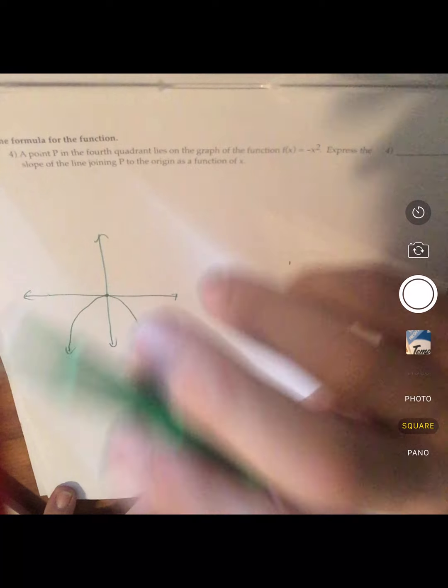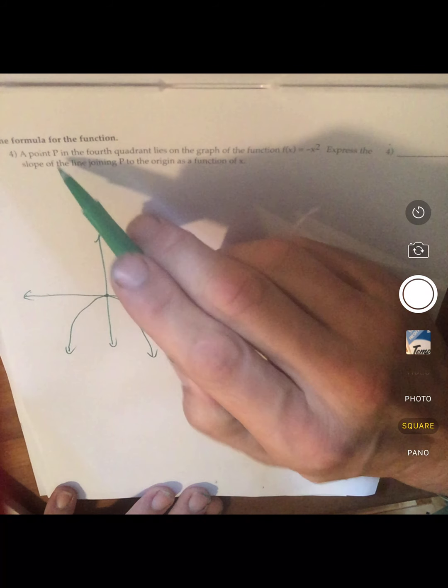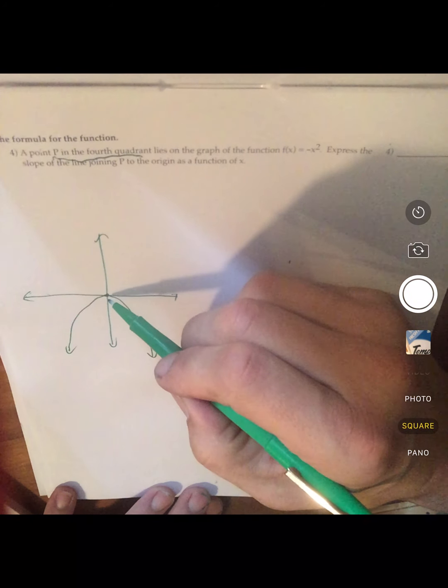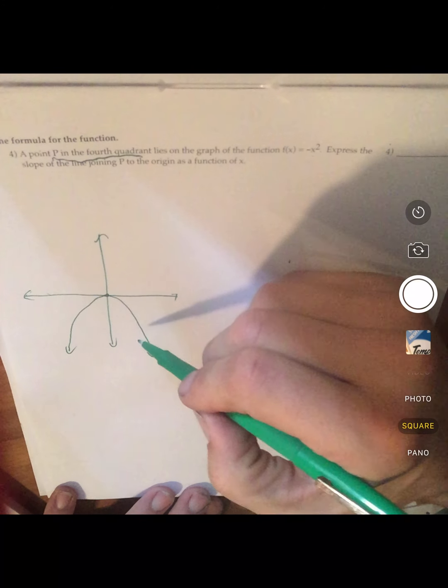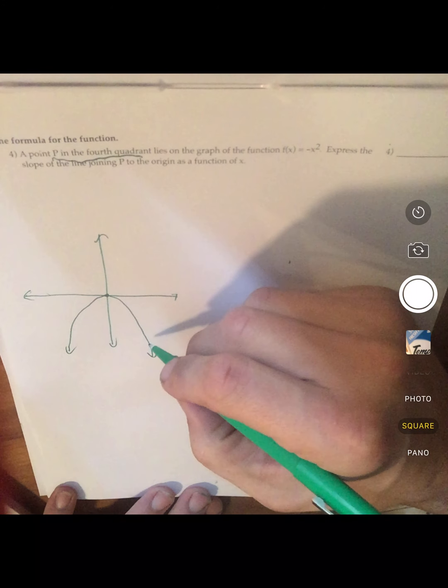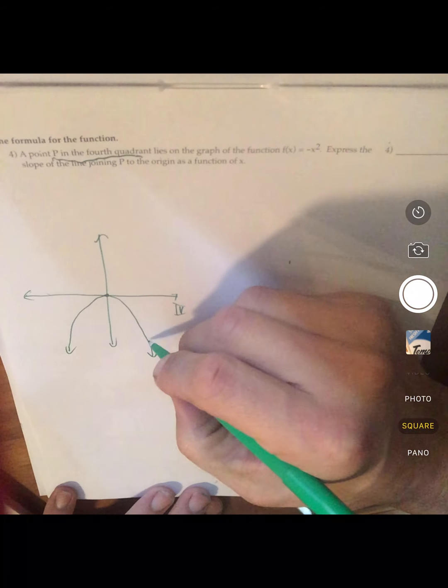Speaking of points, this is a point P in the fourth quadrant. So I'm on this part of the graph. No, this part of the graph over here. This is the fourth quadrant, right? 4. Okay, so point P is over here somewhere.